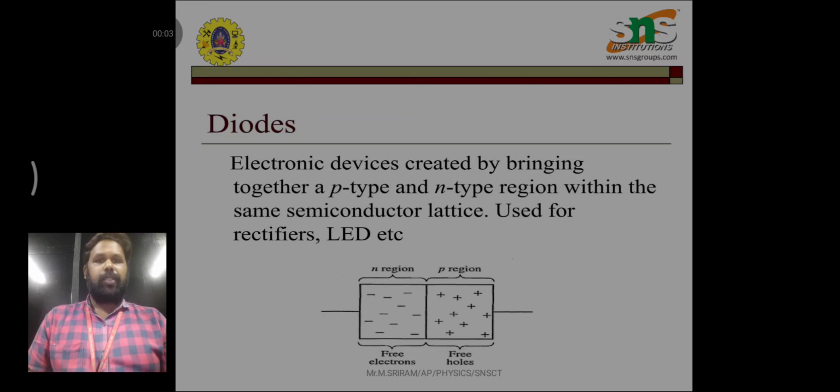So today we discuss diodes. We already know that a diode is a two-terminal electronic component that conducts electricity primarily in one direction, isn't it? So it has high resistance on one end and low resistance on the other end.